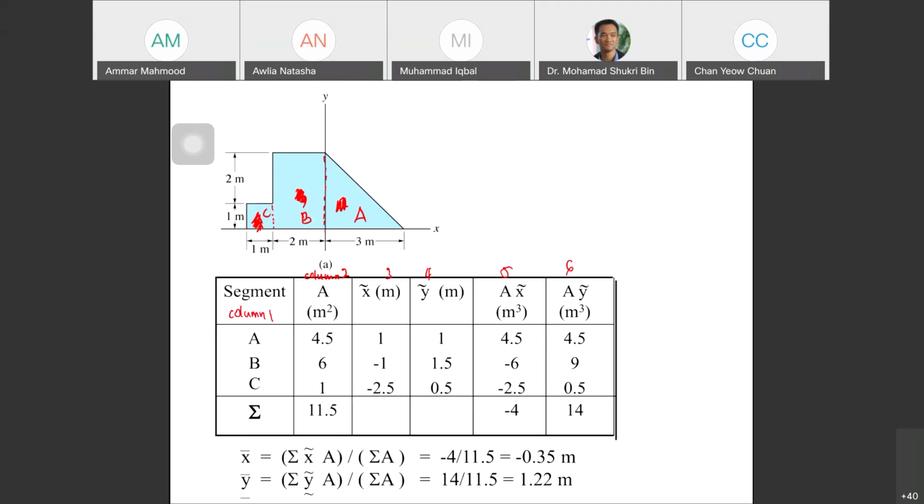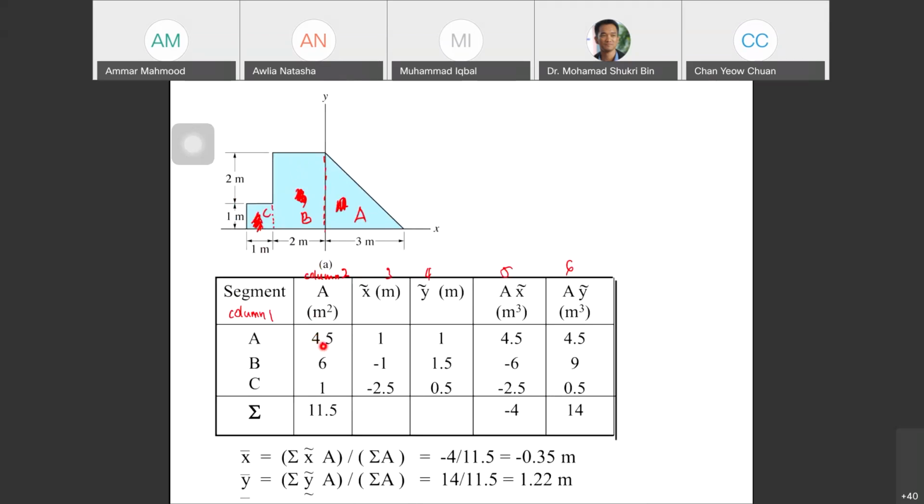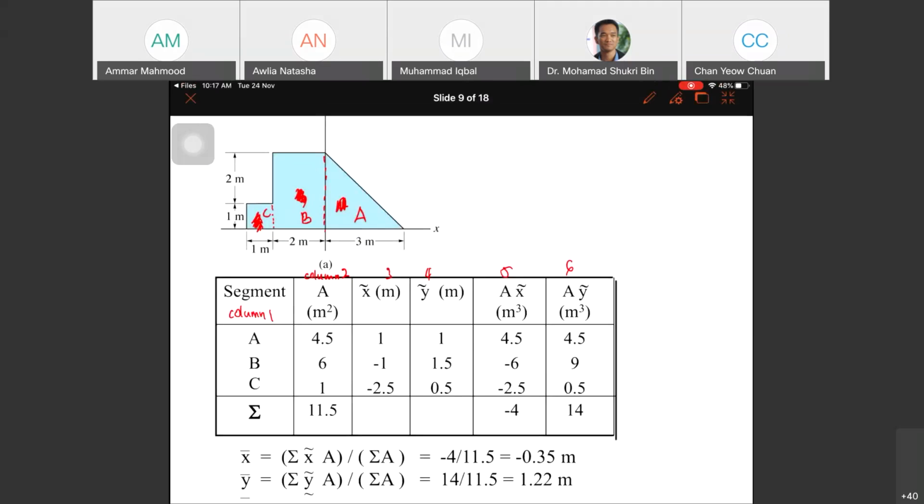Let's say A, they choose a rectangle. So the area is 3 times 3 divided by 2, because it is a triangle. We have 4.5. And the centroid, I change the color first. So the centroid for the shape is basically here.